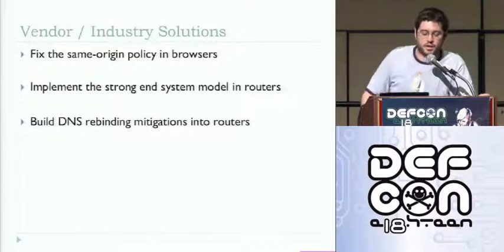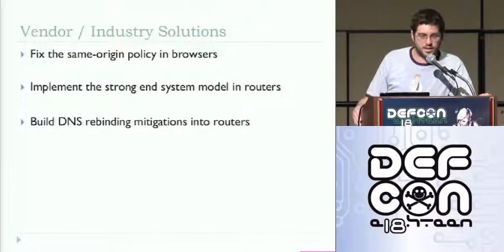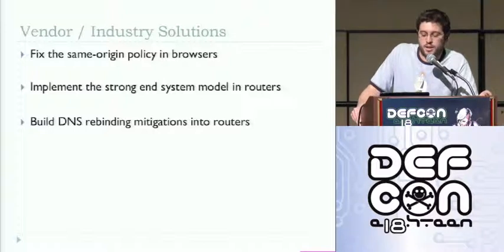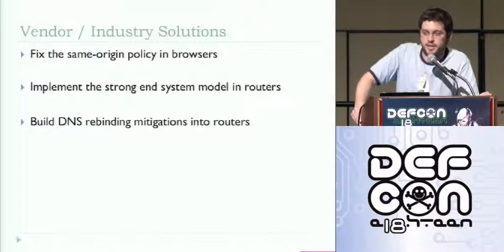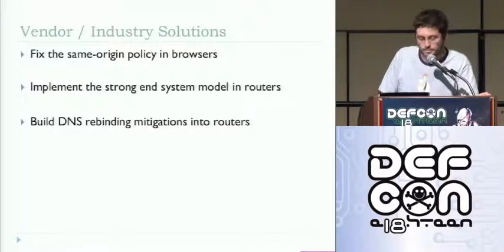So for vendors, the problem is with the same origin policy in the browsers. I know I've seen people say you can fix this in DNS. No, you can't fix this in DNS. It's not a DNS problem, and it's not really fair to blame DNS for this, because the problem is that the same origin policy chose an insecure protocol, DNS, which was never designed for security, to base a security model on. So it really needs to be fixed in the browsers. Implement the strong end system model on your routers if you're a vendor. Also build DNS rebinding mitigations into the routers. That means checking your HTTP host headers, which is typically not terribly difficult.